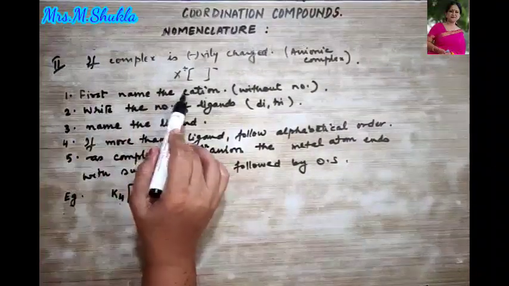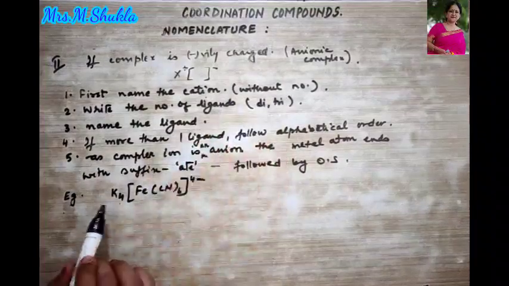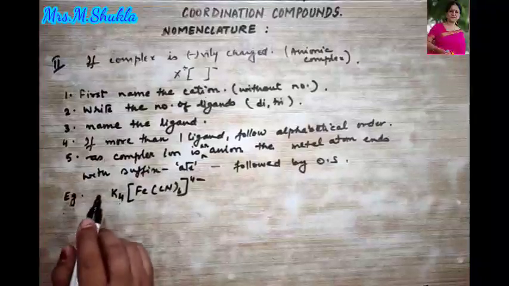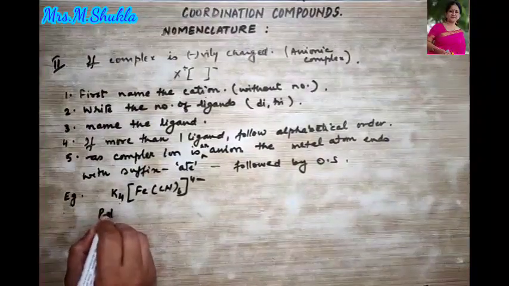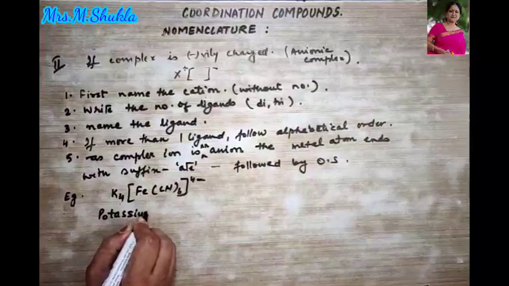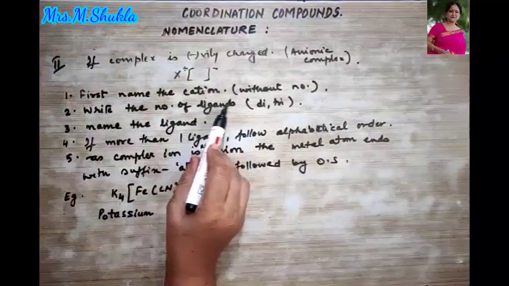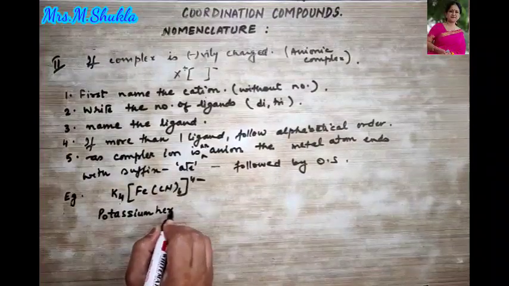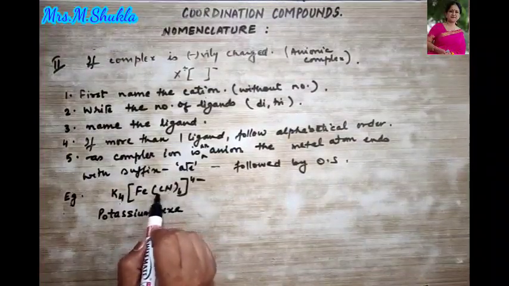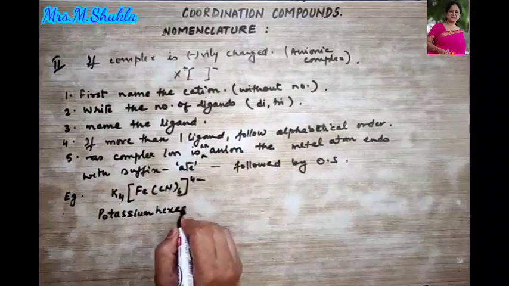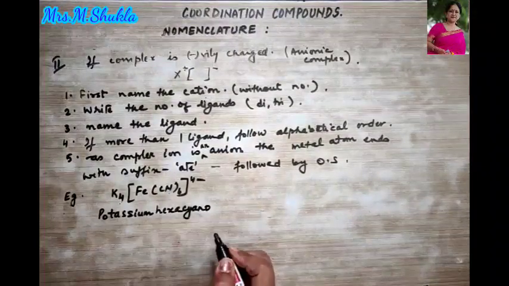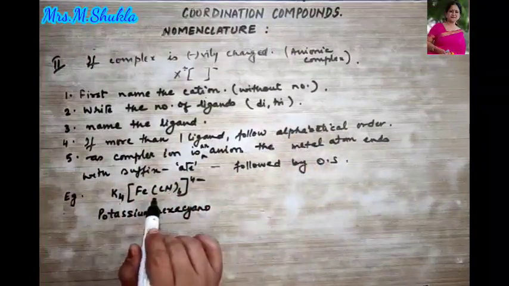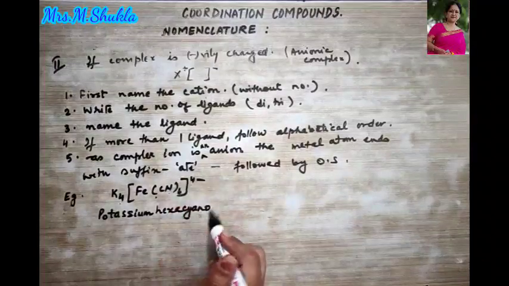So first write down the name of the cation without using any number. Don't say tetra or anything, just name the cation. So what is the name of the cation? Potassium. Next, write down the number of ligands. What are the number of ligands? Hexa. So over here, hexa. What is it? Cyano. Cyano we write down. Then name the ligand, and if there is more than one, then alphabetical order. Here I have given you just one, so only one.